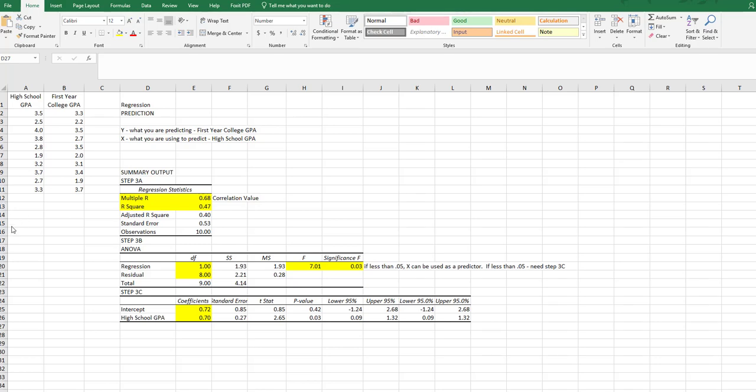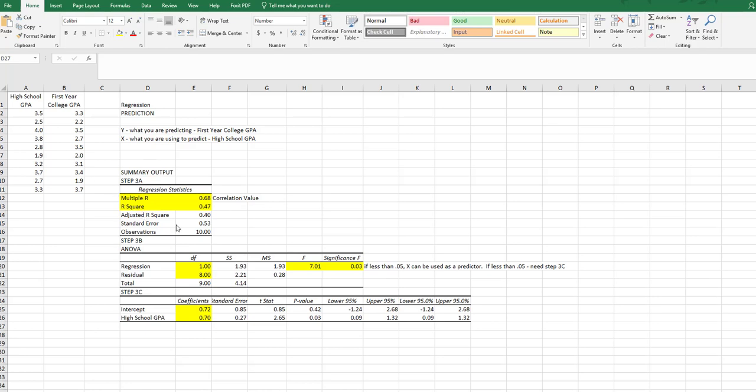Okay, this is how to write results in APA format for regression. This is where I left off in my Excel video for regressions. We had determined that our Y variable is first year college GPA, X is our high school GPA. I've done my regression with the Data Analysis Pack. So now I need to write the results in APA format.